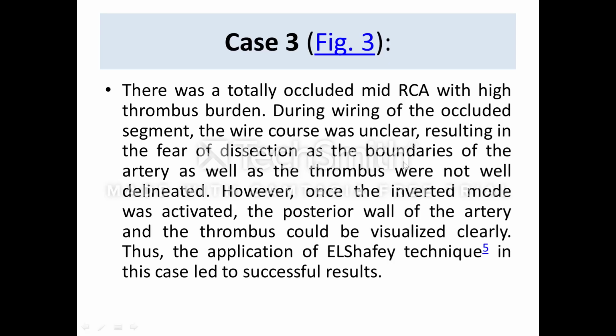The third case, there was a totally occluded mid-RCA with high thrombus burden. During wiring of the occluded segment, the wire course was unclear, with fear of dissection, as the boundaries of the artery as well as the thrombus were not well delineated. However, once the inverted mode was activated, the posterior wall of the artery and the thrombus could be visualized clearly. Thus, the application of the ELSHAFEY technique in this case led to successful results.